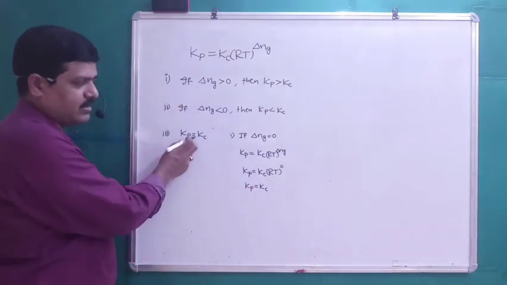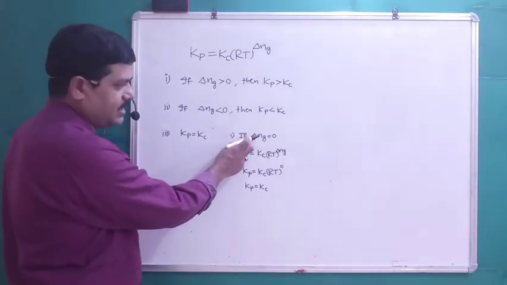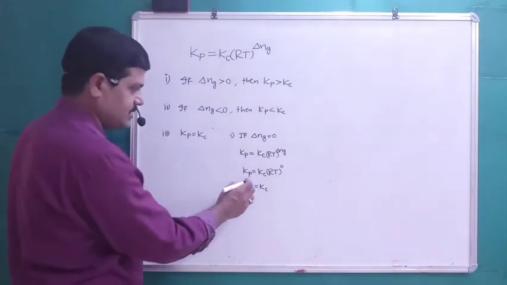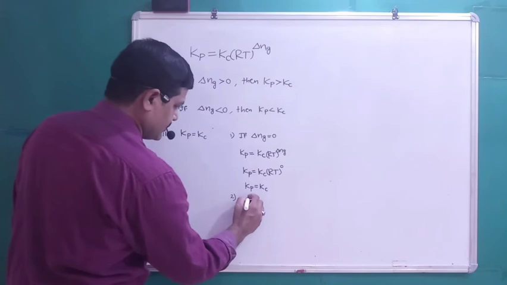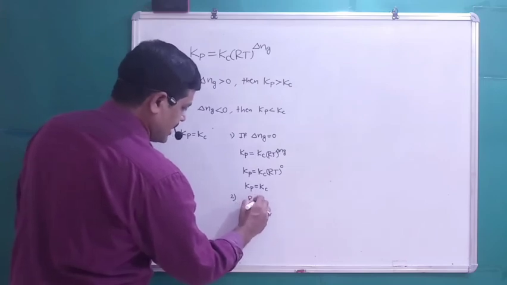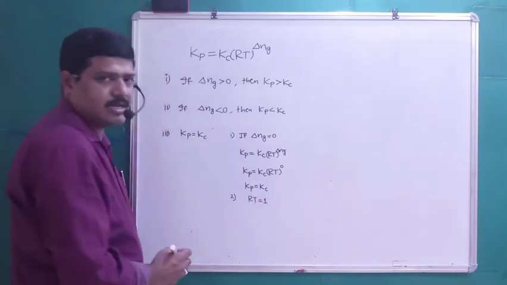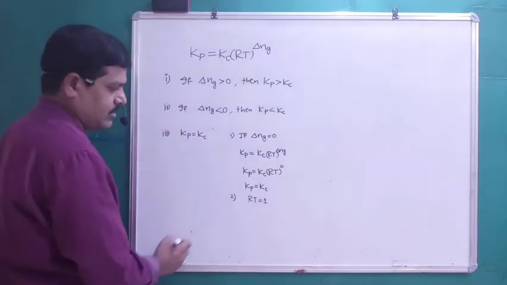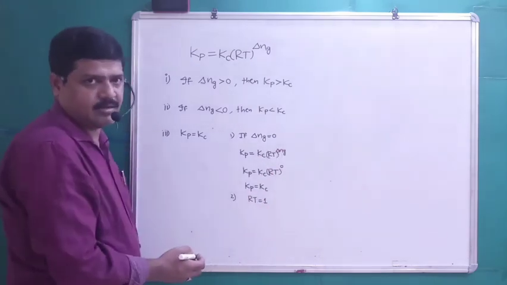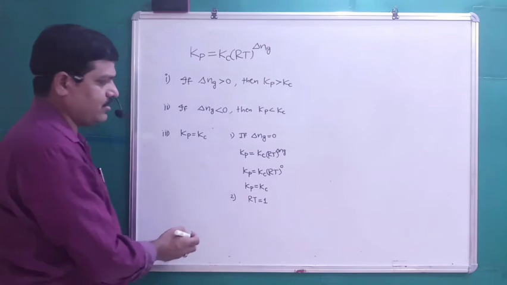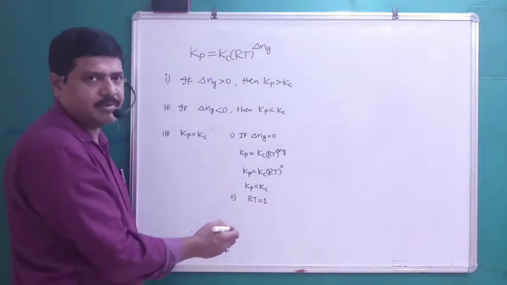For Kp equal to Kc, there are two conditions. First condition is if delta Ng is equal to 0, then Kp is equal to Kc. The second condition is if the product of R and T is equal to 1, then also Kp is equal to Kc, because 1 to the power anything is equal to 1. So whatever the value of delta Ng, if RT is equal to 1, then Kp is equal to Kc.